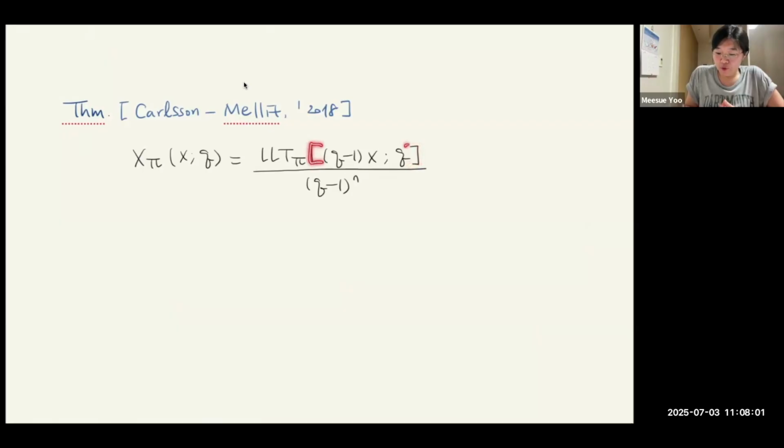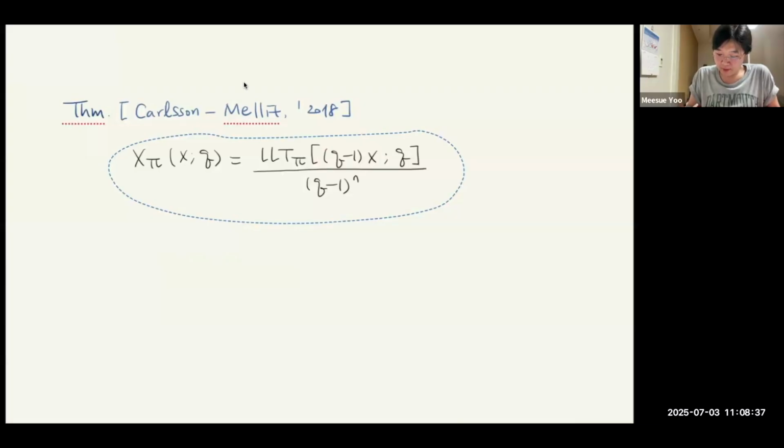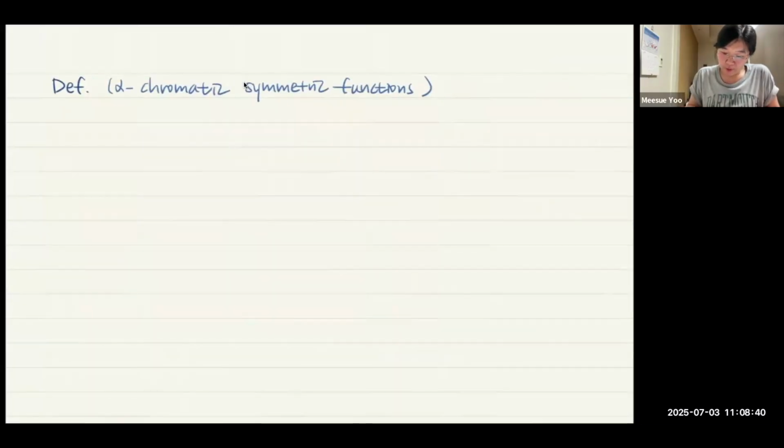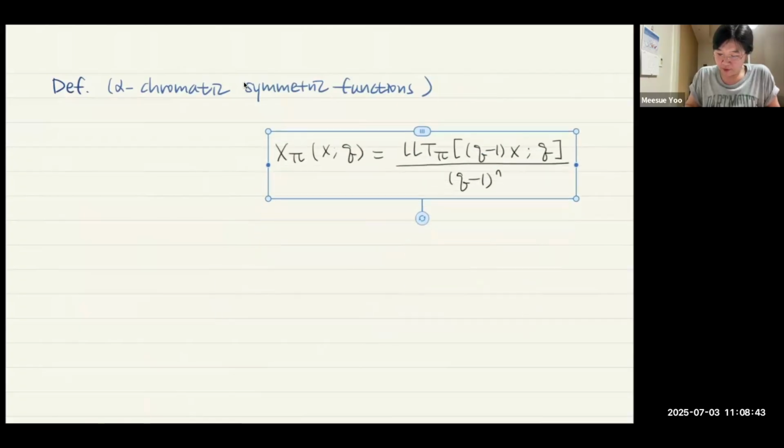So this plethystic substitution is a way of composing two symmetric functions. But in here, what it really does is just extending the set of variables by giving Q weight in one set of variables and giving some signs for the other set of variables. So we can simply understand this as extending the set of variables. And this is the starting point of the definition of our alpha chromatic symmetric functions. Let me copy this to define our alpha chromatic symmetric functions.